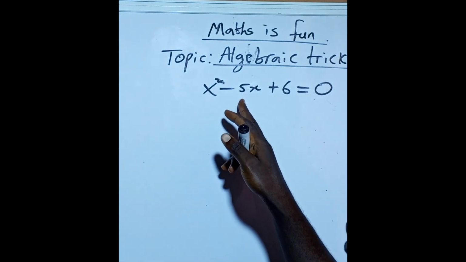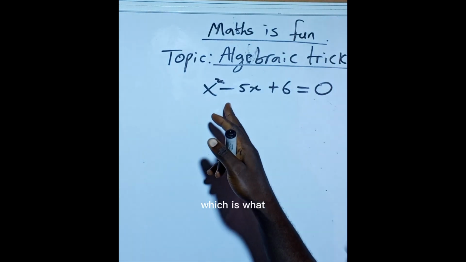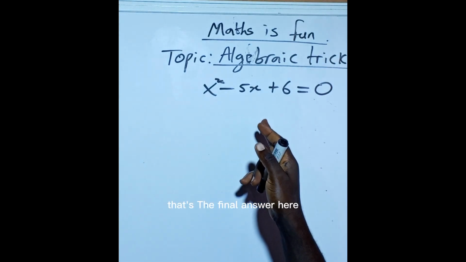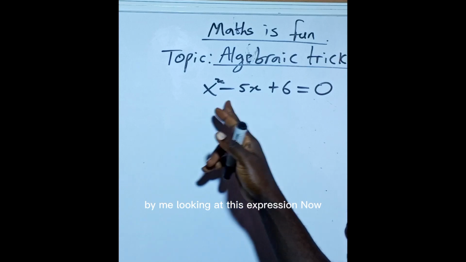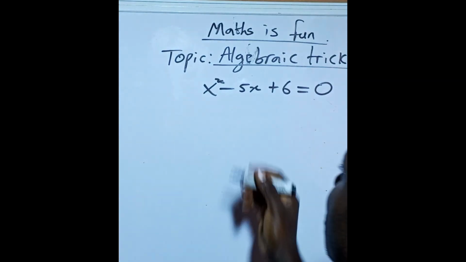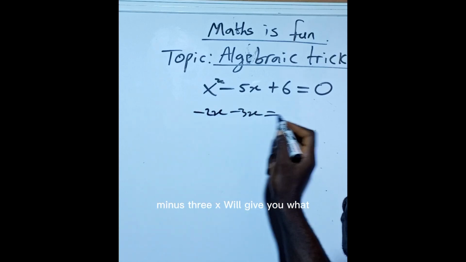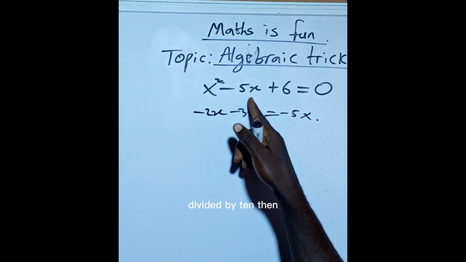Minus 5x. So two numbers being summed will give you what? Minus 5, and the product gives plus 6. And which is what? 2 and 3. That's the final answer here. By looking at this expression, the answer is just 2 and 3. How? So now look, minus 2x minus 3x will give you what? Minus 5x, the middle term.